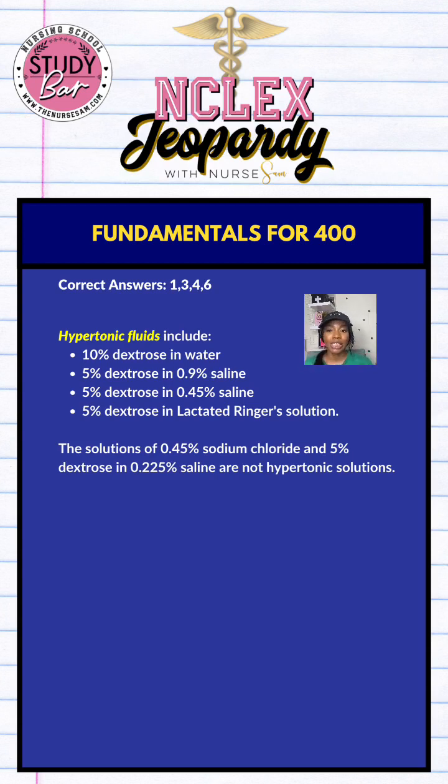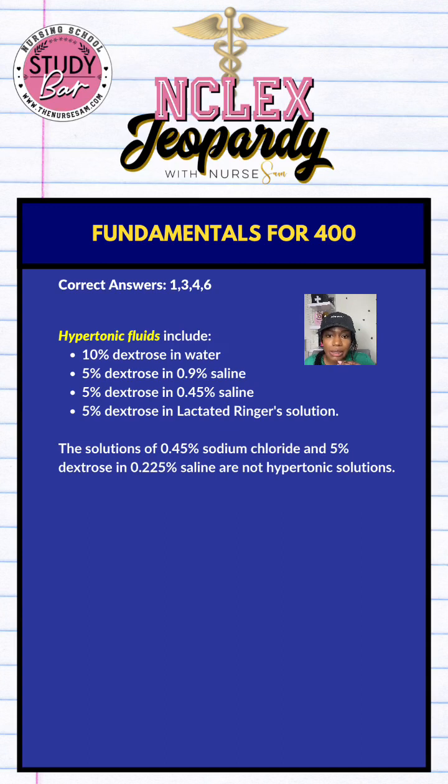So the answer was 1, 3, 4, and 6. Those hypertonic fluids include the 10% dextrose in water, 5% dextrose in 0.9% saline, 5% dextrose in 0.45% saline, and 5% dextrose in lactated ringer solution. So it was 1, 3, 4, and 6. The solution that had 0.45% sodium chloride, they tried to trick you with the 0.45%, but it's not sodium chloride that is hypertonic. It's a saline.